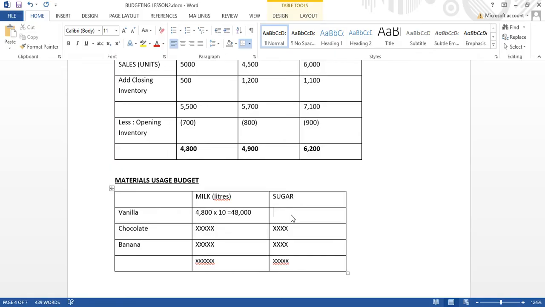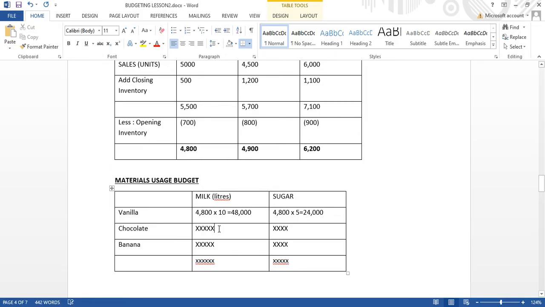For sugar, since we're producing 4,800 units of vanilla, we say we need 5 kg for each unit. So we'll say 4,500 times 5 kg. So we need 24,000 kg of sugar for our vanilla ice cream.